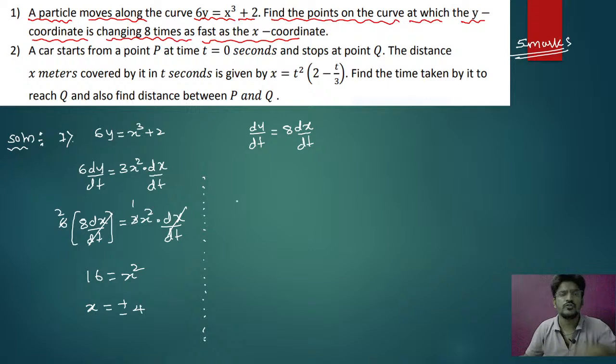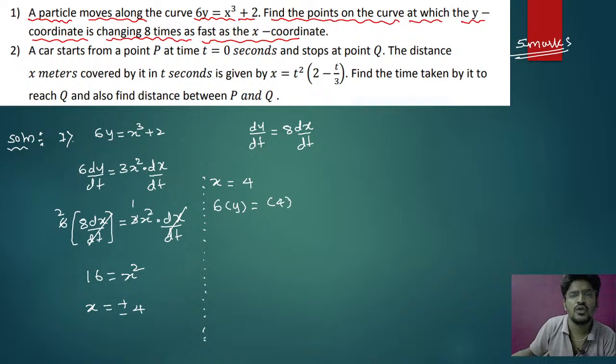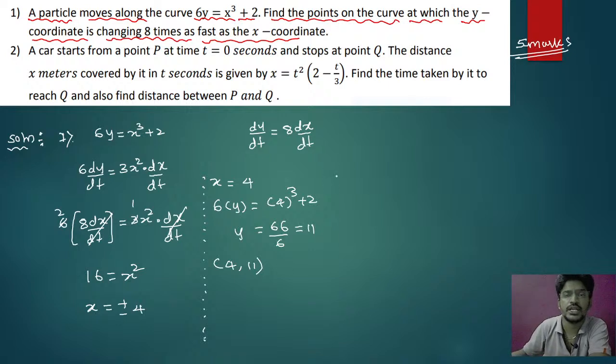So we shall solve for both the terms. If x is equal to 4, what will be y? 6 into y equal to 4 cube plus 2. So 4 cube is 64, 64 plus 2 is 66. Y will be equal to 66 by 6, that is 11. So 4 comma 11 is the first point.